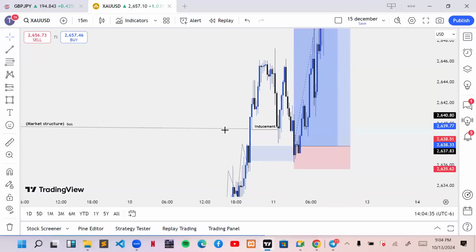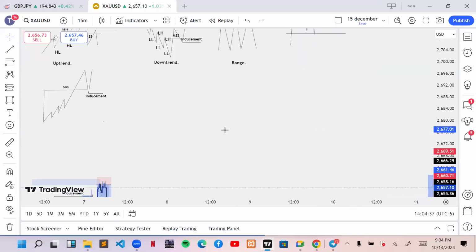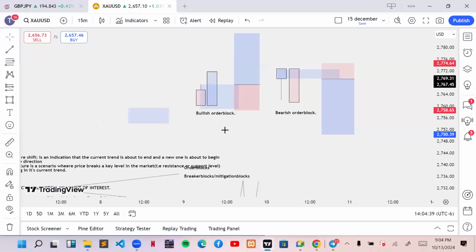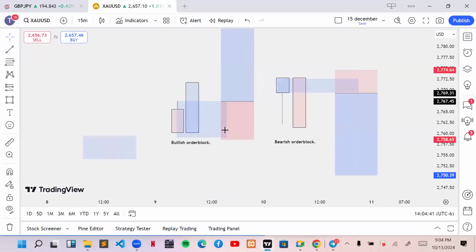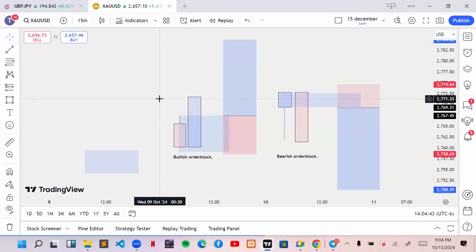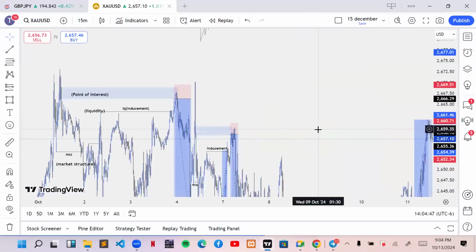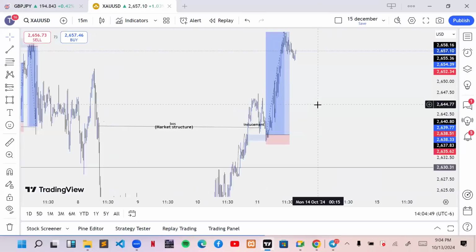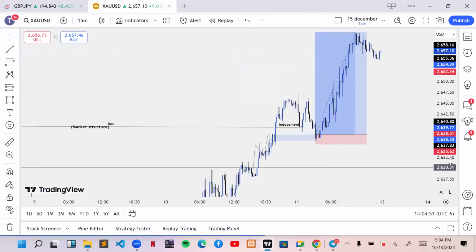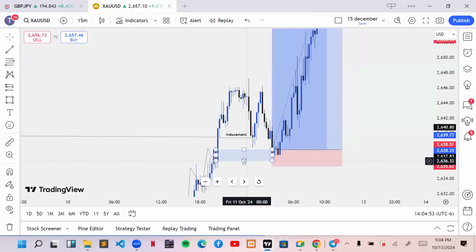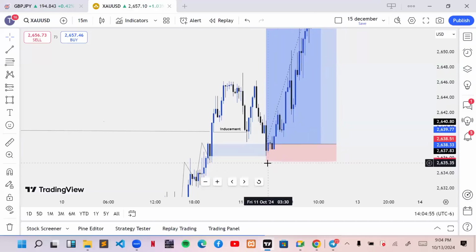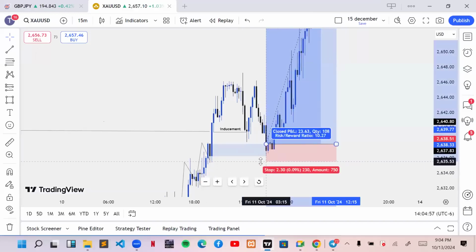And how does the bullish order block look like? You see a bearish candle, you see a bullish candle, engulf it, which is like this. Bearish candle, bullish candle, engulf it. So that is what I'm going to be looking out for. So which candles here look like an order block? This one specifically.